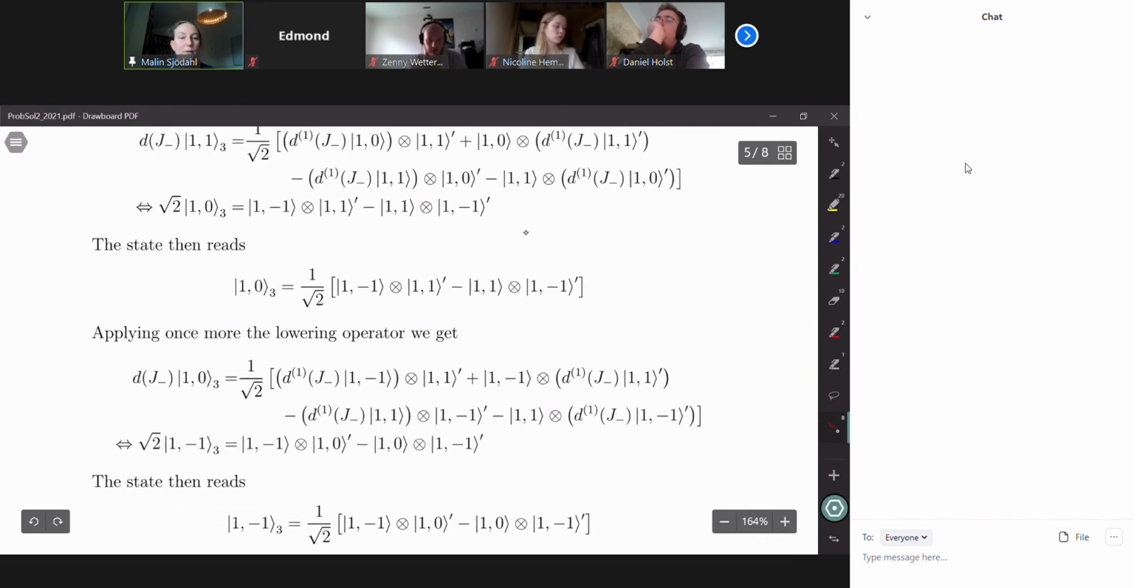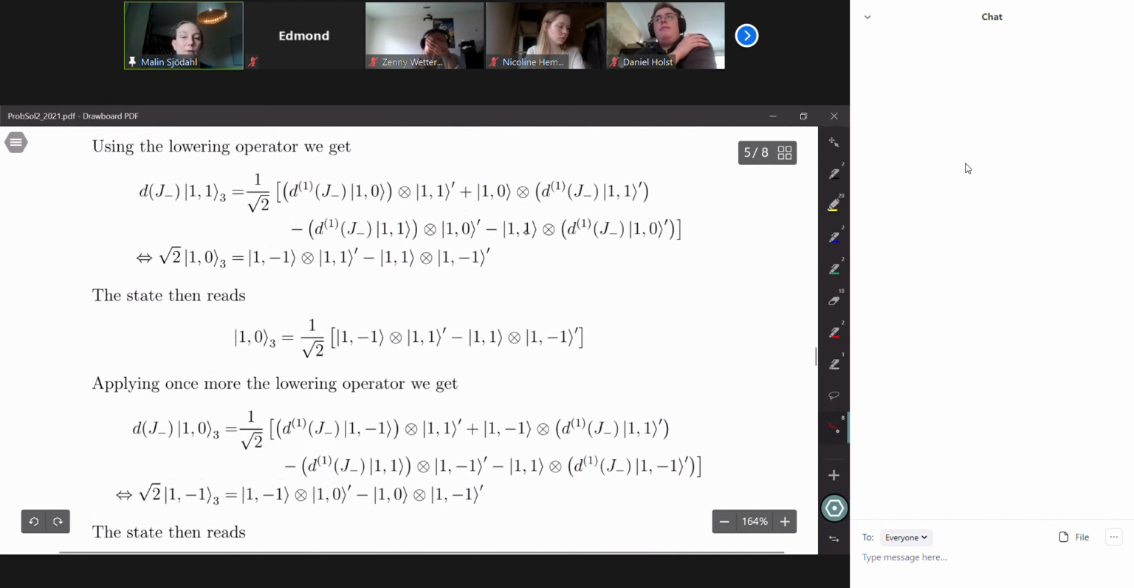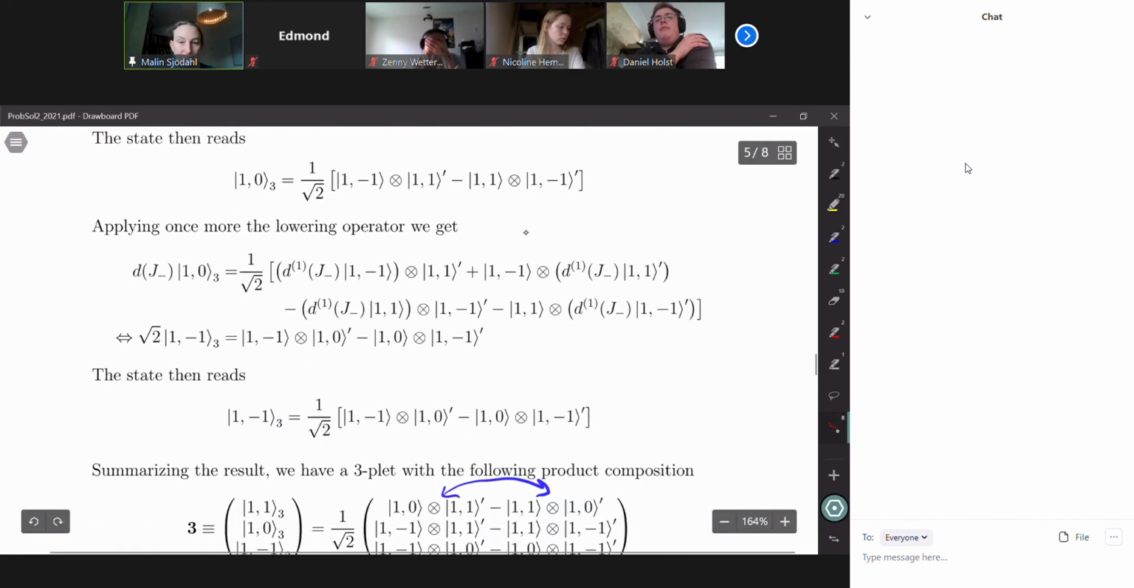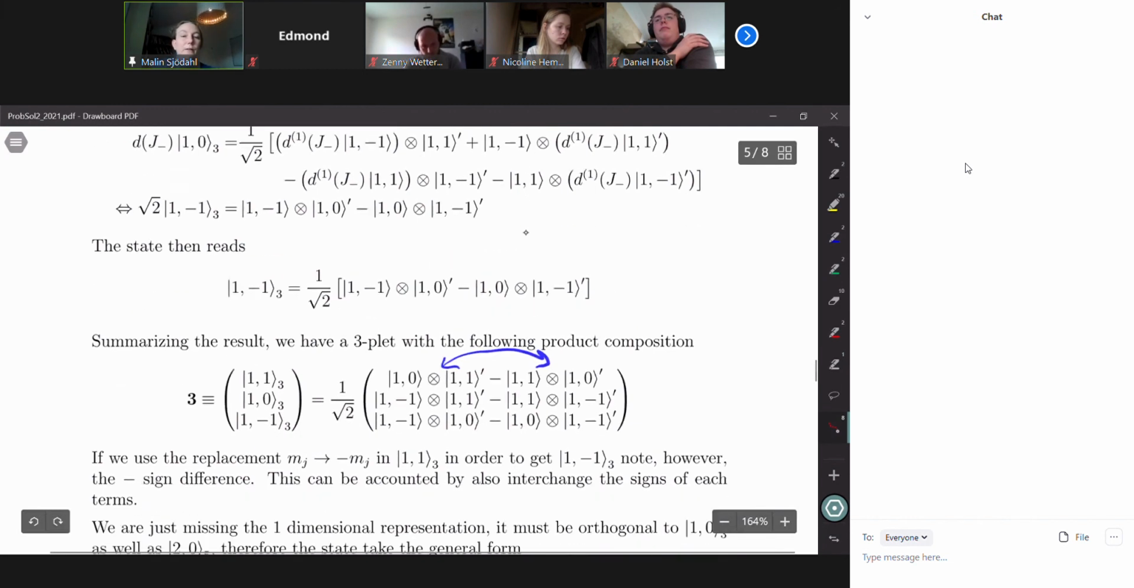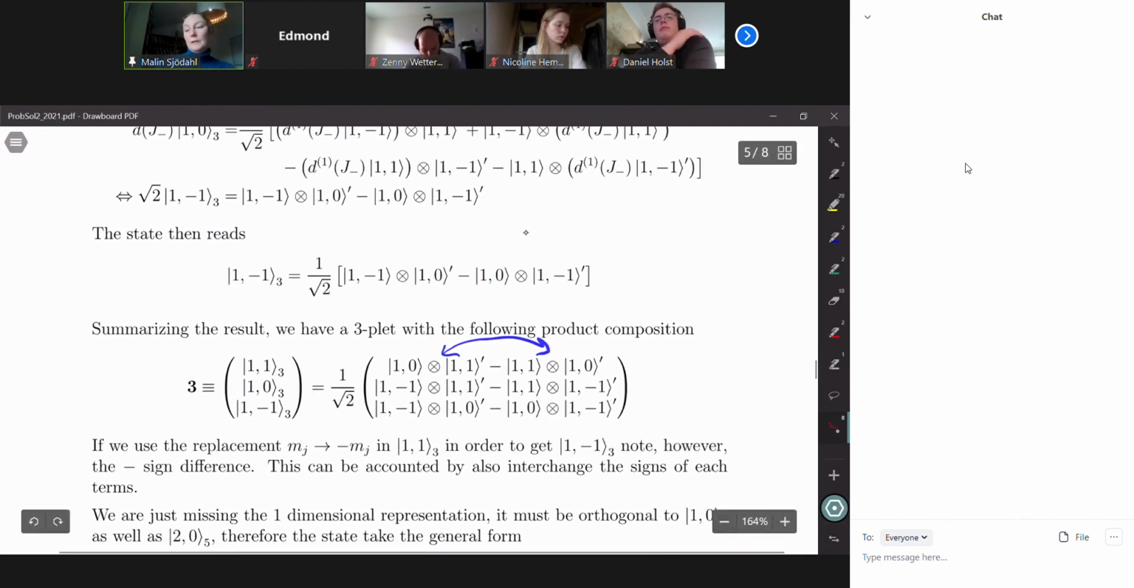And then to find the minus one state, we can either act again with the D minus operator, and that is what is done here, or we can say that we could obtain it from symmetry from the 1 state. Okay, so here it stands in any case. So in this way, we can find all the states in the triplet representation. So it's the 1, 1 state, the 1, 0 state, and the 1, minus 1 state.